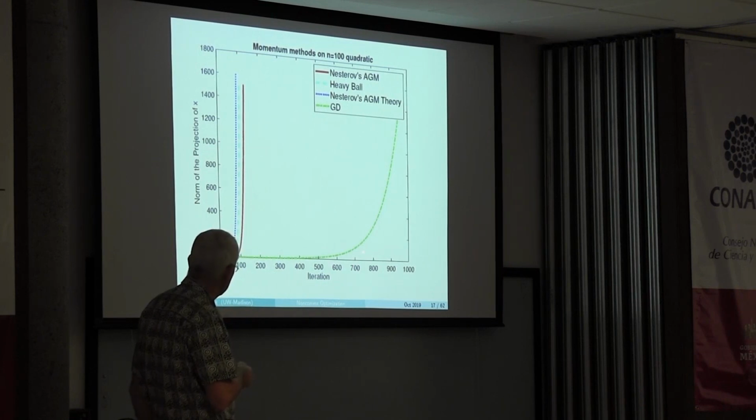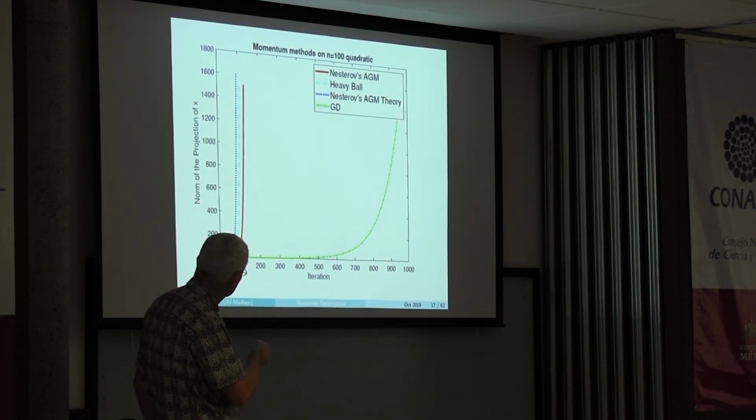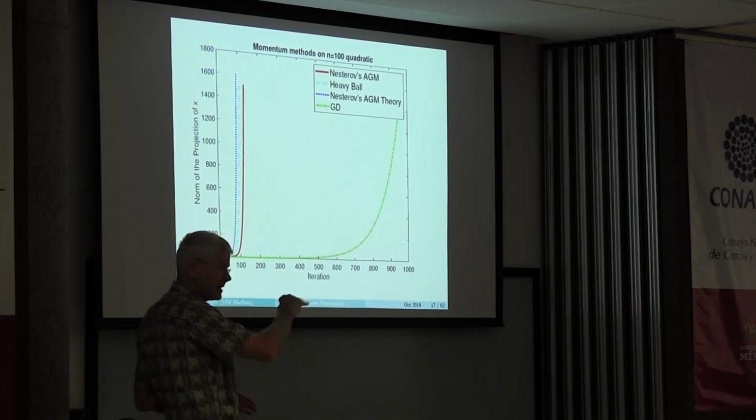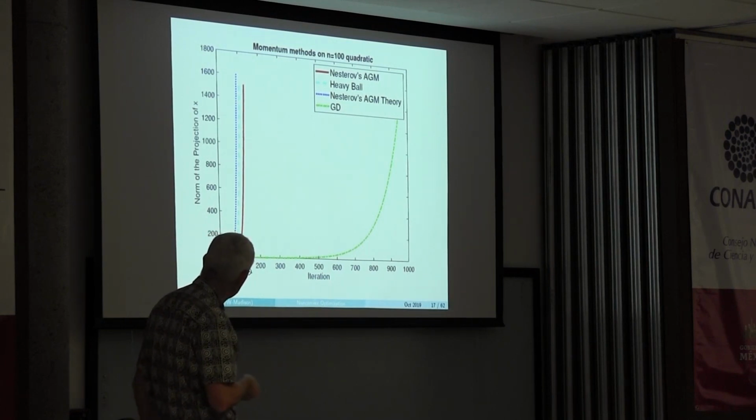All right, and this is another graph, and this is how many iterations it took to escape from the saddle point. This is the gradient descent method. It's taking 700, 800 iterations to escape, and these are different momentum methods, and within less than 100 iterations, they've already escaped. Okay, so they escape much more rapidly.